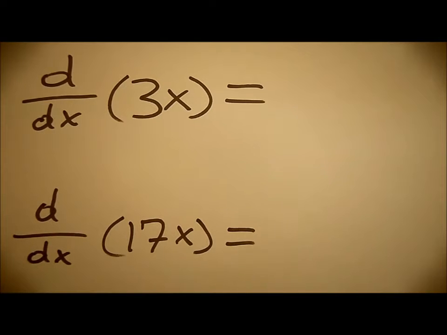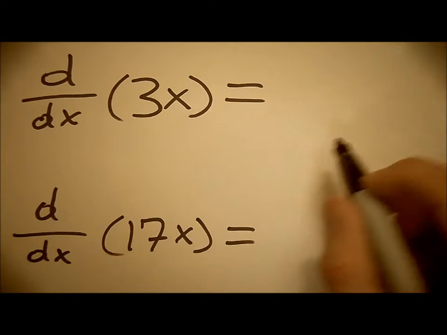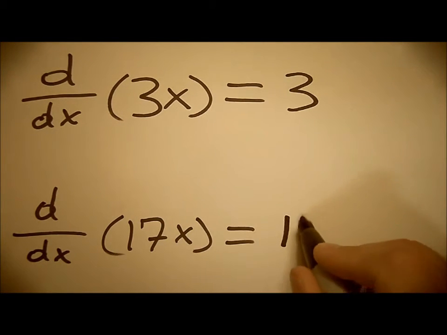When finding the derivative of a single variable with a coefficient, just remember that if there's no exponential value, the derivative is always just going to be the value of the coefficient attached to the variable.